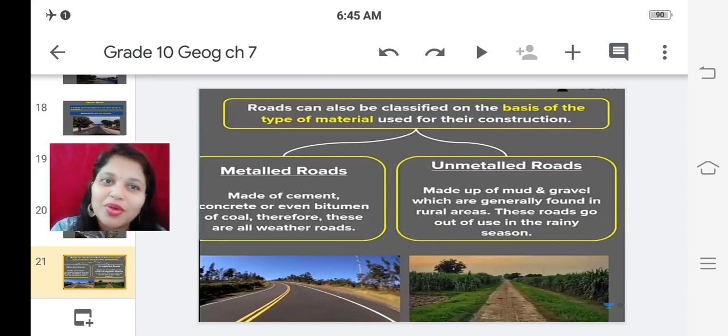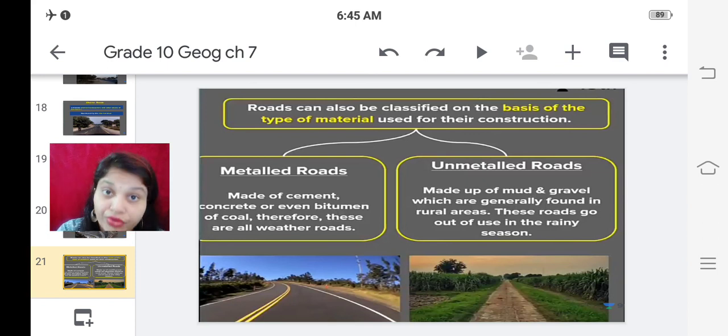So metal roads are pakka roads, okay, made of cement, concrete and even bitumen of coal. Therefore these are all weather roads. ये किसी भी weather condition में, किसी भी climate में ये roads unharmed रहते हैं. खराब नहीं होते हैं. ये all weather में run होते हैं. जो भी छोटा कुछ नुकसान होता है वो भर के निकाल सकते हैं, but they are unharmed in all weather, right. So they are metalled roads.